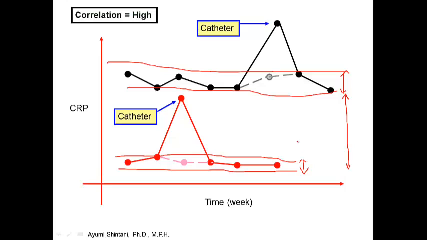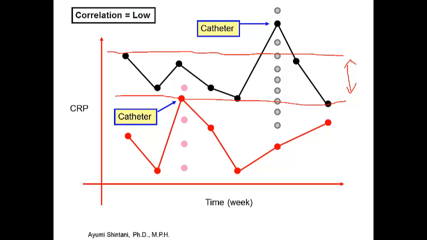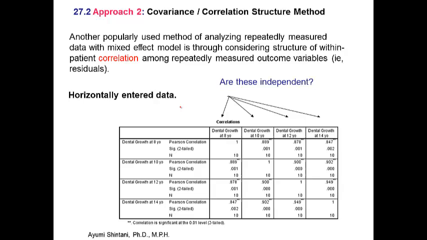when the correlation is very high, the data are more sensitive to pick up a difference by catheter. When you have a lot more variation within patient, okay, so now you have a lot higher variation within patient, then the model becomes insensitive to pick up a difference by catheter. So it is very important to model the degree of correlation in order to make inference between catheter and CRP. So that's why I have about 10 more slides, and we will be talking about the structure among this correlation.